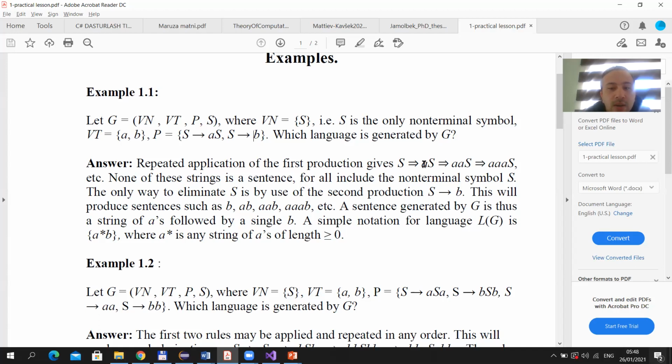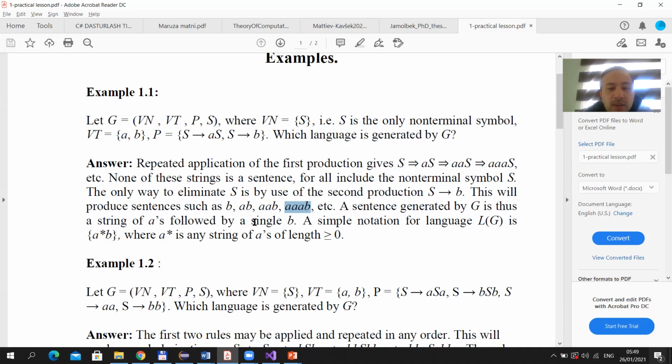So in that case, this language could be B, first, when S is B, and then AB, AAB, AAAB. We can put as many A's as we want. At the end, we will finish with B. So a sentence generated by G is thus a string of A's followed by a single B.